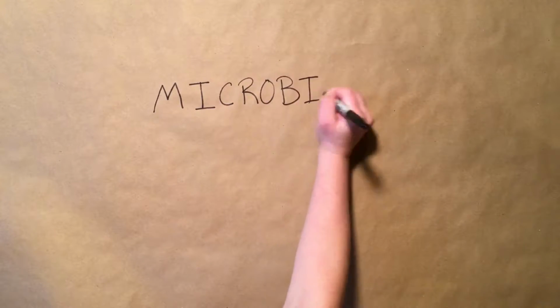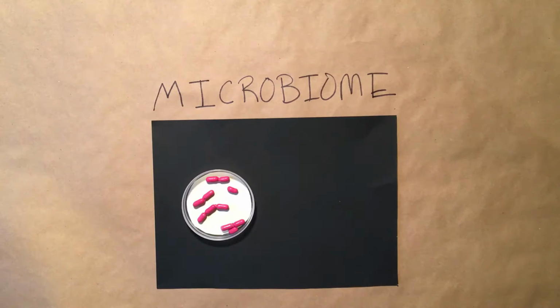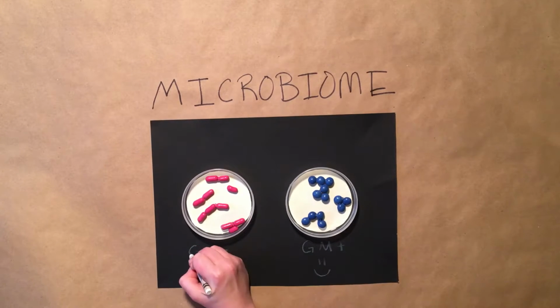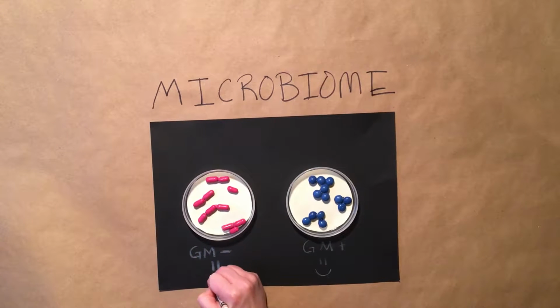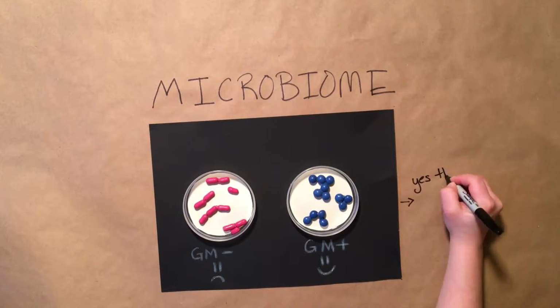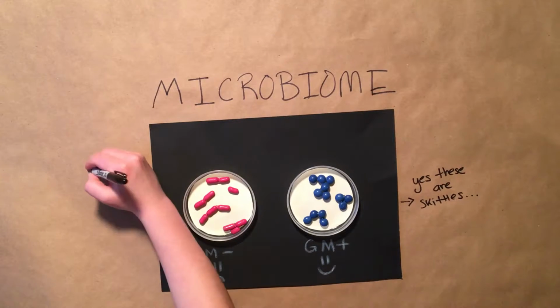Hello, today I'm going to be talking about the teeny tiny living things that inhabit our intestines in communities called microbiomes. A microbiome is a community of symbiotic microorganisms that share a common environment, in this case, the human body. These communities inhabit every single surface on the body, from our nose to our skin to our intestines.